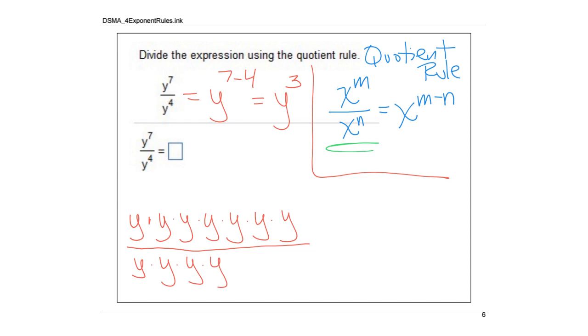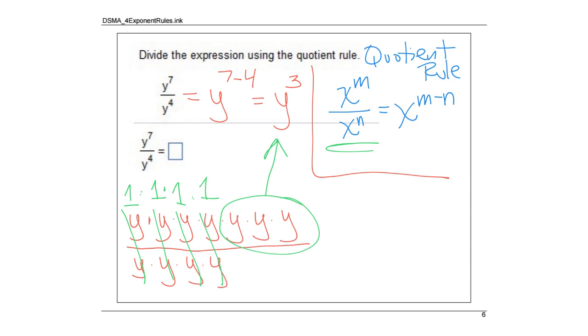Well, y over y is also 1. So I can divide these and get 1, divide these and get 1, divide these, and I'm going to keep going. This is all multiplication. 1 more. Okay, so all of these we were able to divide out, and look what we're left with. 3 y's, which is our answer up here, y to the 3rd power. So that's why it works.